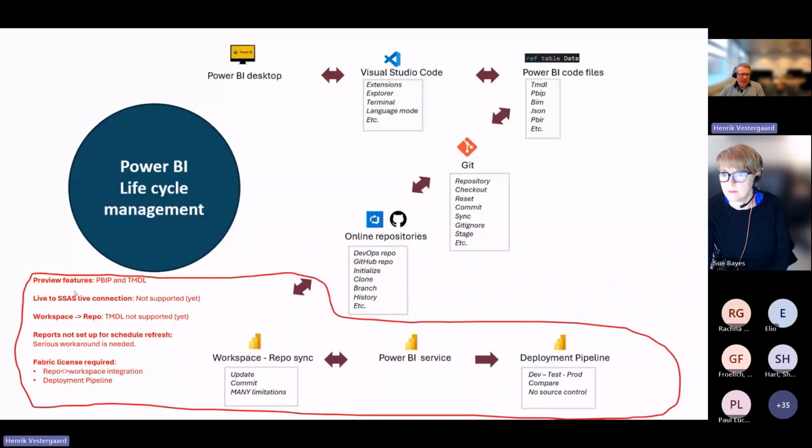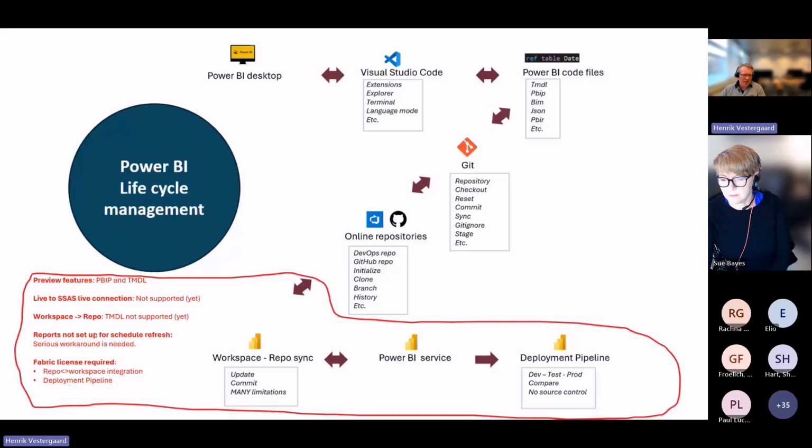For instance, if you have live connections, reports live connected to on-prem SaaS, which we have a lot of, that's not supported yet. The integration from the workspace back to the repository. If you run that, TMDL is not supported anyway. If the first thing you do is publish from a workspace into the repository, an empty repository, then it's not supported. And there are some other limitations.